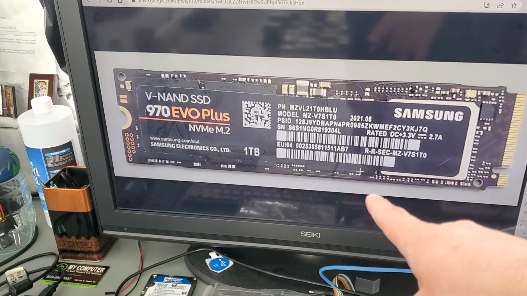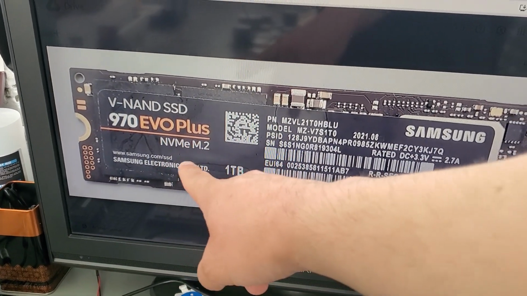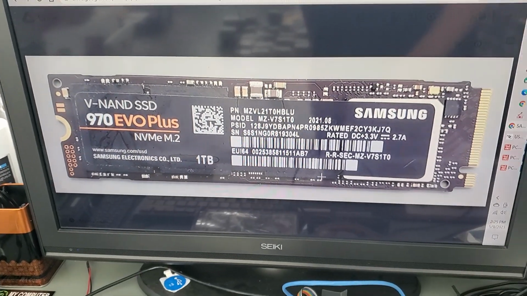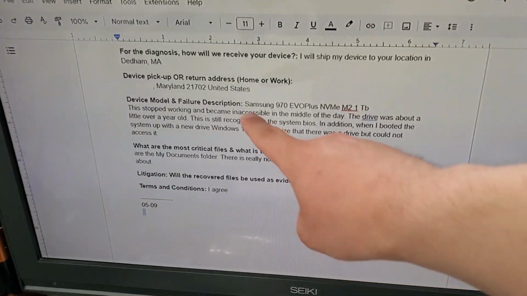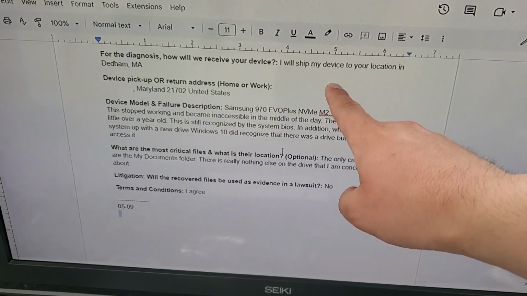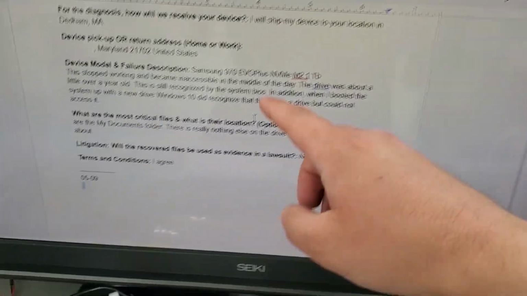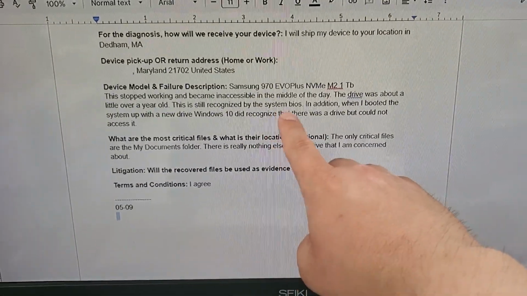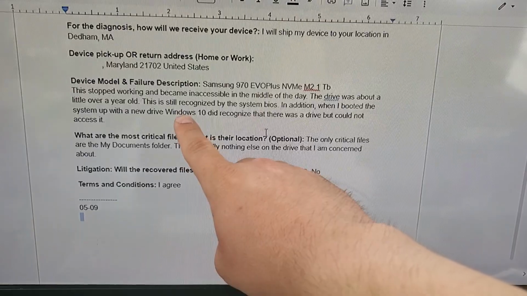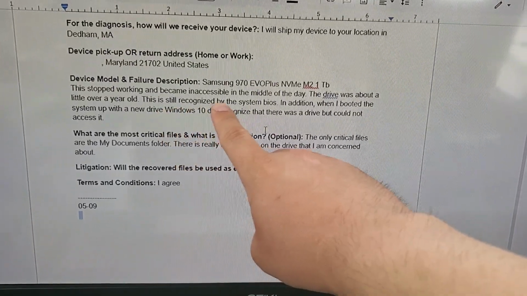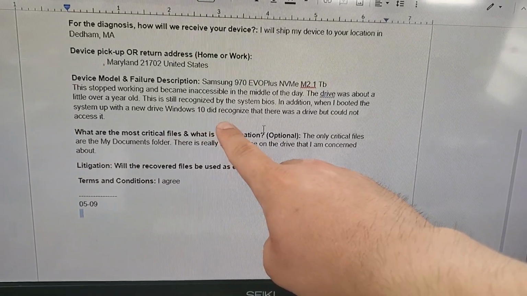Today we are working on this 1 TB Samsung 970 EVO Plus NVMe SSD. This drive belongs to a customer in Maryland, United States. They shipped it to our lab here in Massachusetts. The customers fill out the form describing the device model and the description. They are saying that this stopped working and became inaccessible in the middle of the day. The drive was a little over a year old.